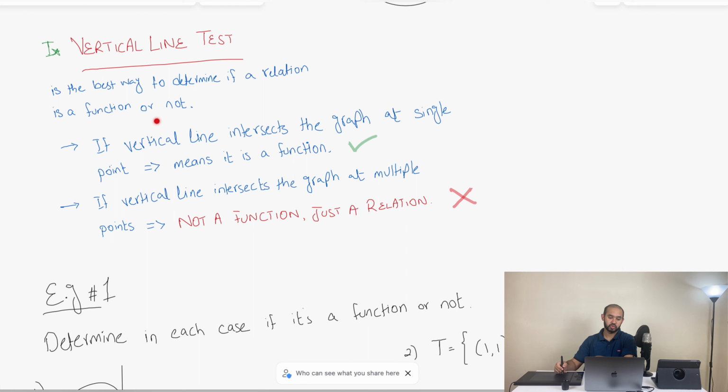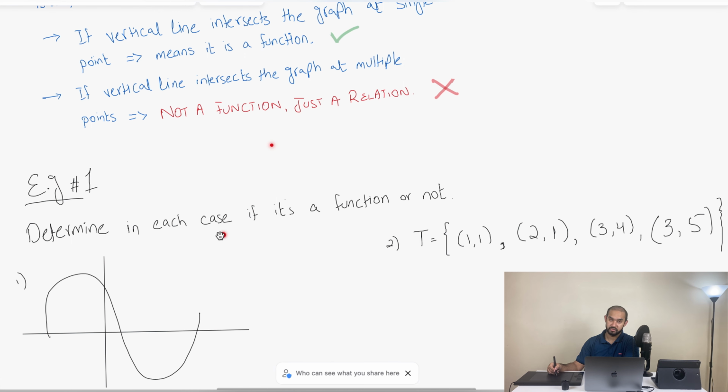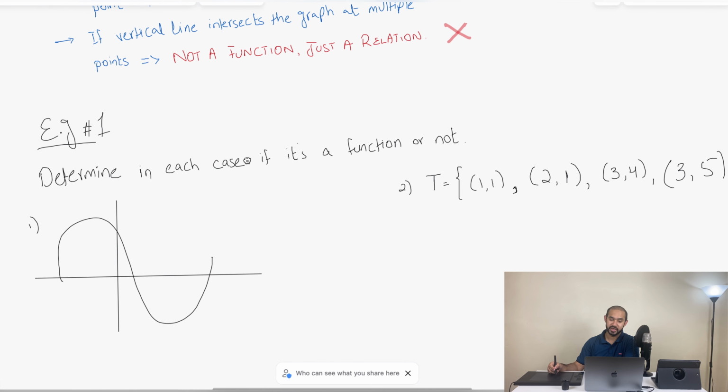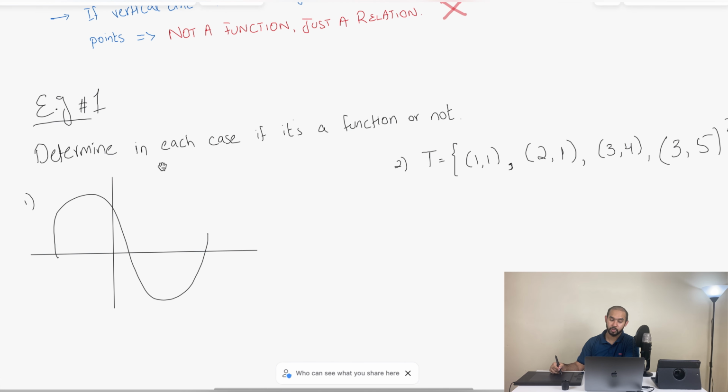Alright, so this is what I have mentioned over here as well. If you have a look, it says vertical line test is the best way to determine if a relation is a function or not. If a vertical line intersects the graph at a single point, that means it's a function. If a vertical line intersects the graph at multiple points, then it's not a function, it's just a relation. Let's have a look at this example.